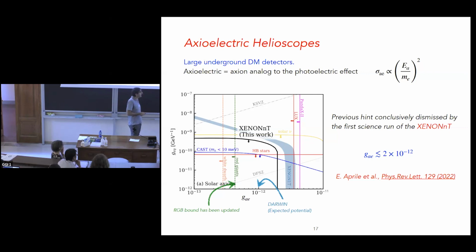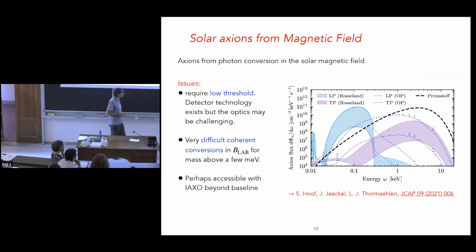All right. So then I want to mention another production channel for solar axions, which is through a magnetic field in the core of the sun. Besides the magnetic field outside the sun, which we know exists, there could also be a magnetic field in the core of the sun. In fact, there are models that predict that, and models that can be used. This figure is a little bit messy, but let's just focus on this blue shaded line.